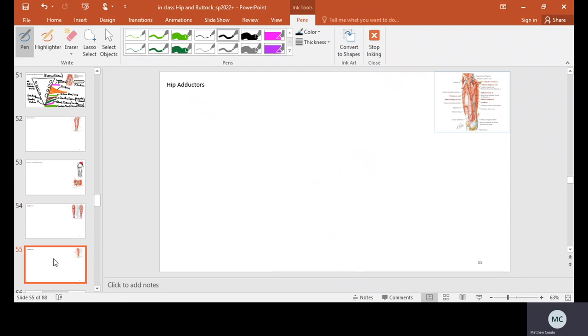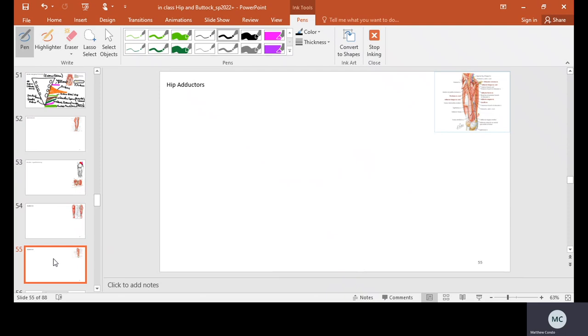Now, what we're going to see with these hip adductors is, again, I'm going to have a lot of shift innervation. I'm going to have a lot of patterning. I'm going to have a couple weirdo exceptions. That's just how the hip works. The weirdo exceptions, what we're going to find out, are actually very beneficial.